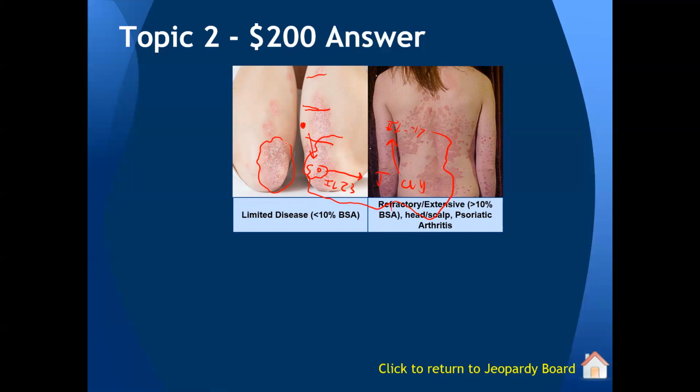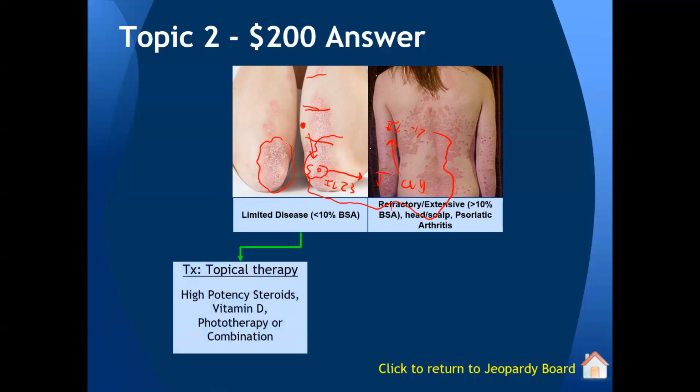Treatment-wise, if you're going to have limited disease, which is less than 10% of your body surface area, you have a lot of the right therapy. So high potency steroids, unless it's on the face or on the groin. You can do topical vitamin D. You actually can combine it as well, so you can do both at once. And you can do phototherapy as well.